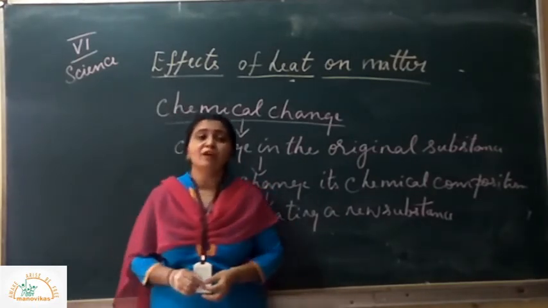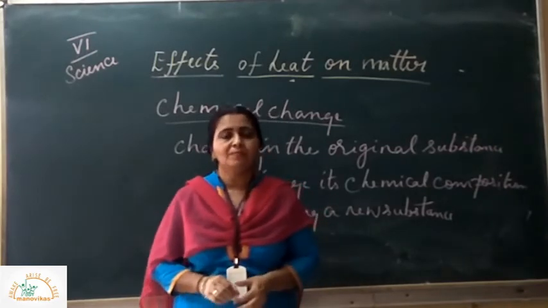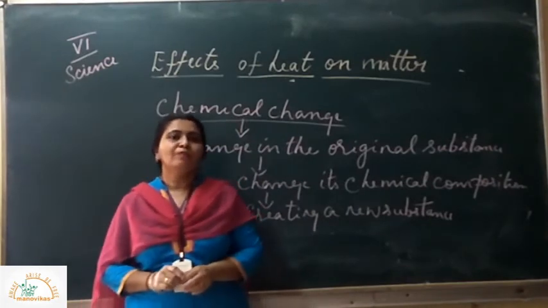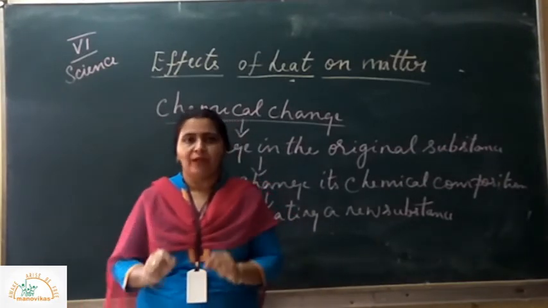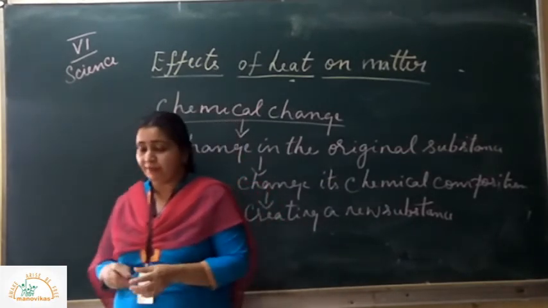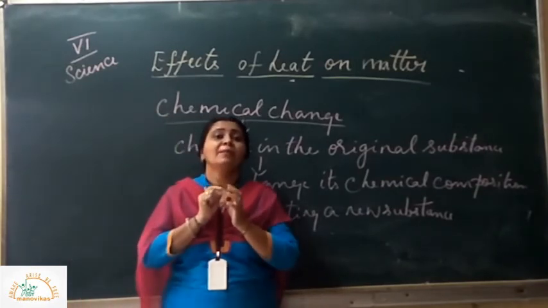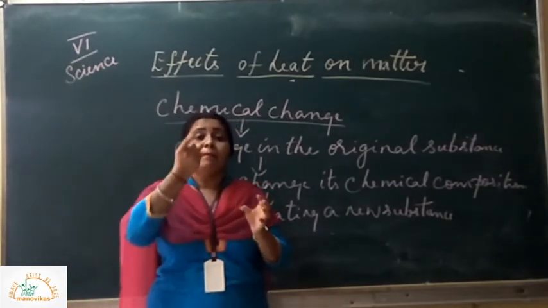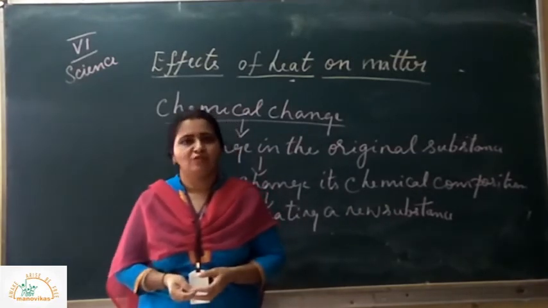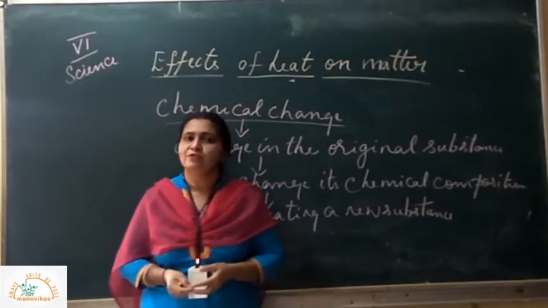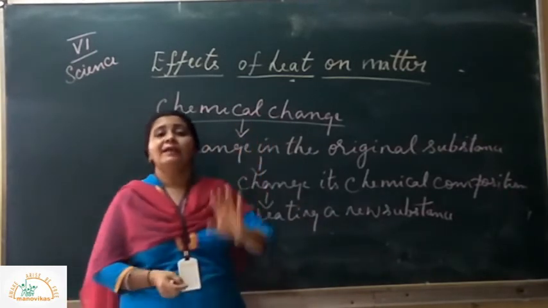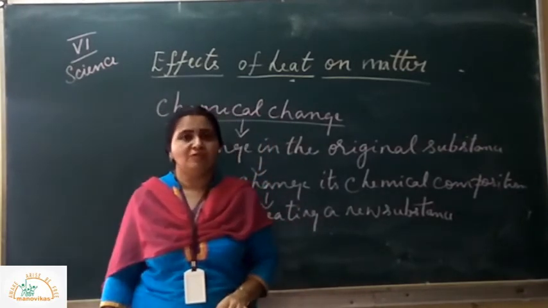For example, burning of a candle wick. You all are familiar with using a candle, right, children? So when you light the wick of the candle, the burning of the wick is the chemical change. And the melting of the wax is the physical change. So this is an example of chemical change.